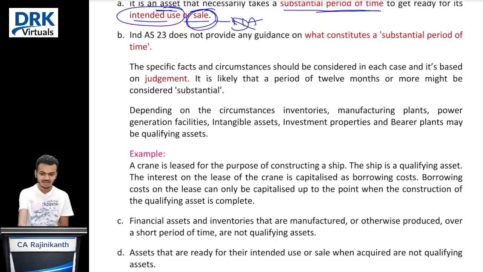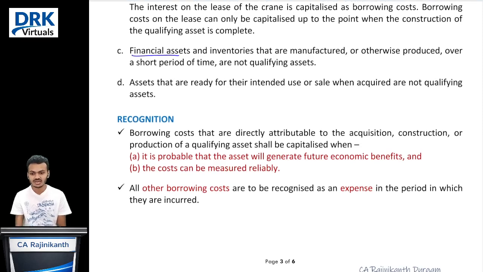Clear? And the next one is financial assets. Financial assets means what, sir? Like investment in equity shares or debt securities or trade receivables. They are not qualifying assets. Why? They don't take a substantial period of time for intended use or sale, because at the moment we invest in those assets, they are ready, right? Similarly, inventories we already discussed. And one more thing, assets that are ready for their intended use at the time of acquisition are also not qualifying assets.